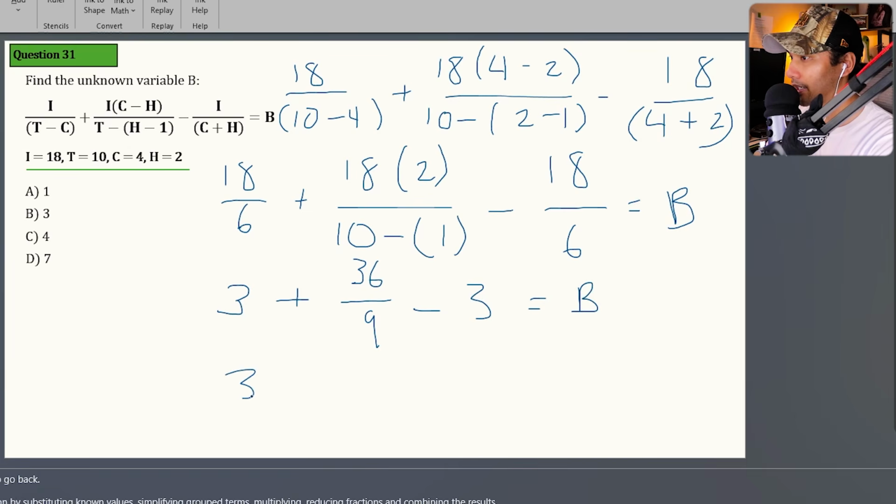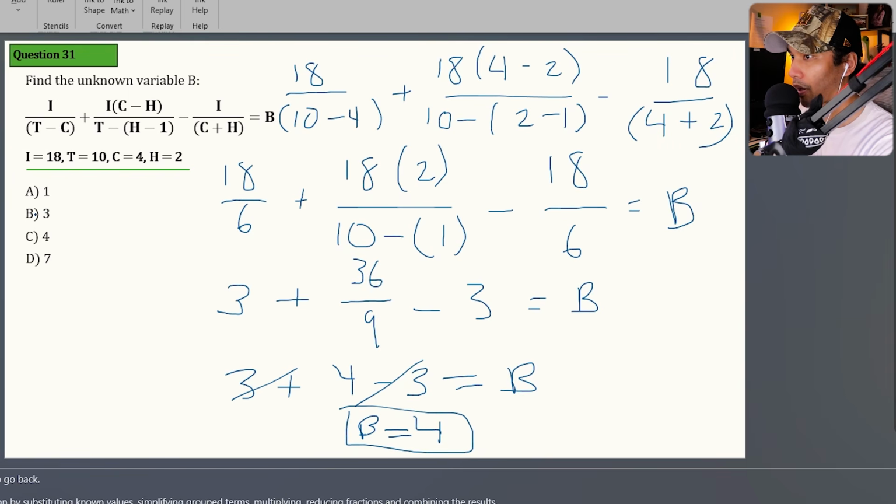Then we get 3 plus, what is 36 divided by 9? That is 4, minus 3 equaling b. Cancel these out, and we have b equaling 4. Perfect. So this could be dangerous if you don't distribute correctly. That's it. This is basic algebra.